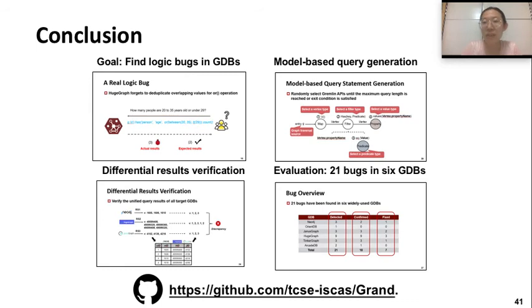To find logic bugs in GDBs, we propose a model-based query generation approach to generate valid Gremlin queries and a data mapping approach to unify the format of query results for different GDBs. Experiments show the effectiveness of Gerund.